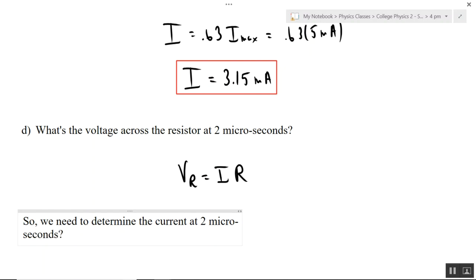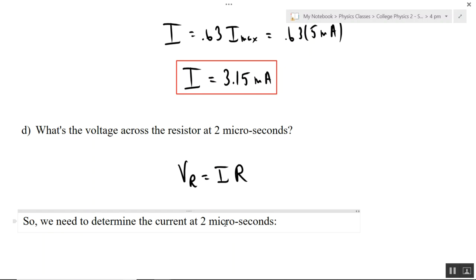Now, 2 microseconds is not the time constant. So you can't just use 0.63. That only works at the time constant, right? In fact, should the current at 2 microseconds be bigger than 3.15 milliamps, or less, or equal to 3.15 milliamps? Should it be bigger? So the time is getting bigger, right? And if you wait longer, the current gets bigger over time. You just think of it from a time point of view. The time constant is just one specific time, and this time is bigger than that time. So it should be getting bigger. That's how you look at it.